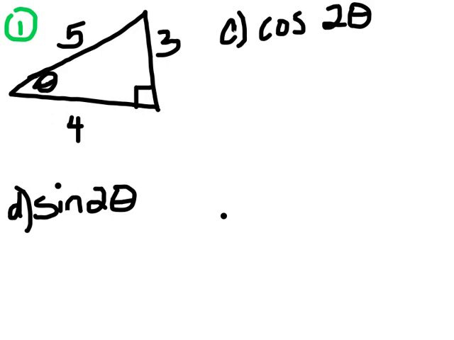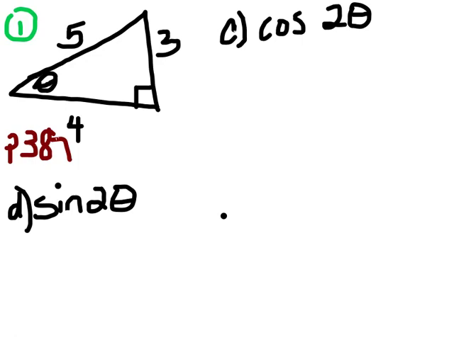The directions say use the figure to find the exact value of each trig function. So I'm going to flip back over to my formulas because I see that I've got the double angle formulas on page 387. I have a formula for cosine 2 theta, and I have a bunch of different ones.